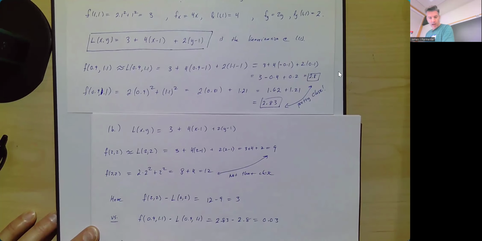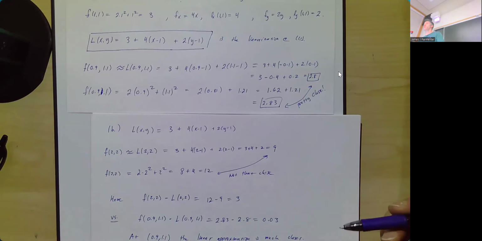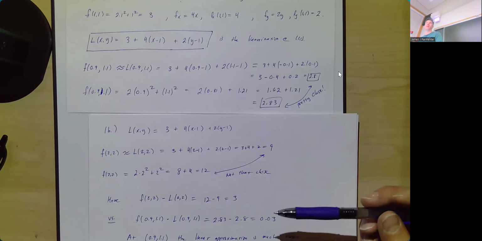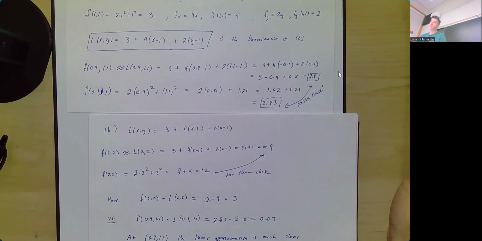So I would write something like, at the point 0.9 comma 1.1, the linear approximation is much closer. I don't think you need to write more words than that. I think this is probably almost too much as it is, right? Anyone who can subtract can see the work you've done and be like, yeah, that number is smaller than that number. I don't think you need to write more words justifying that 0.03 is smaller than 3.